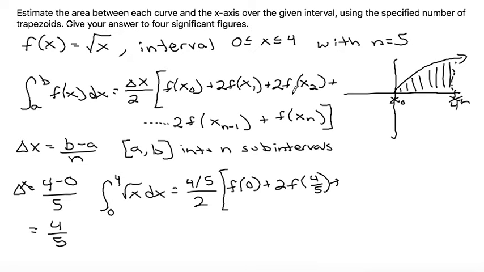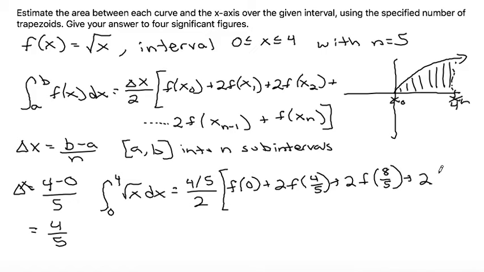And then we can add plus 2 times f of, now we have our x sub 2, so we need to take our x sub 1 and add another 4 over 5. So if we take 4 over 5 and add 4 over 5, that would be 8 over 5. And then we add another plus 2 times, so this was x sub 0, this was x sub 1, this was x sub 2. We need to get all the way to x sub 5.